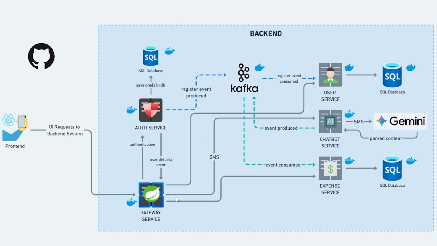Okay, so let's start with the chatbot service. That's the most interesting part and the highlight of this application. So whenever our frontend receives a transaction SMS, it will send it to our gateway system, and then we will pass it to the chatbot service. Then it will be forwarded to Gemini. And why do we need Gemini for this?